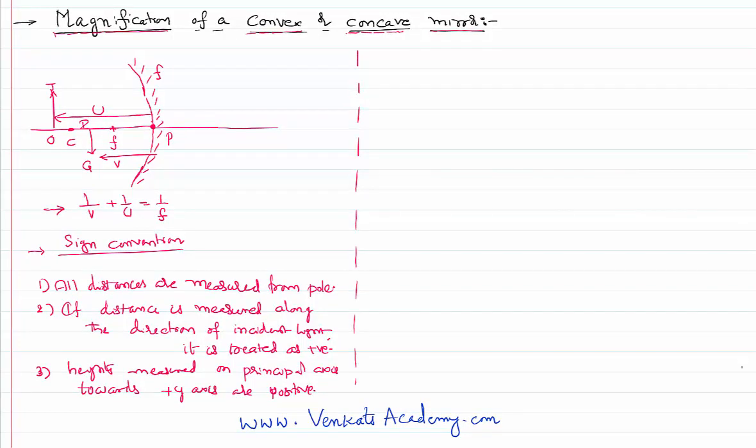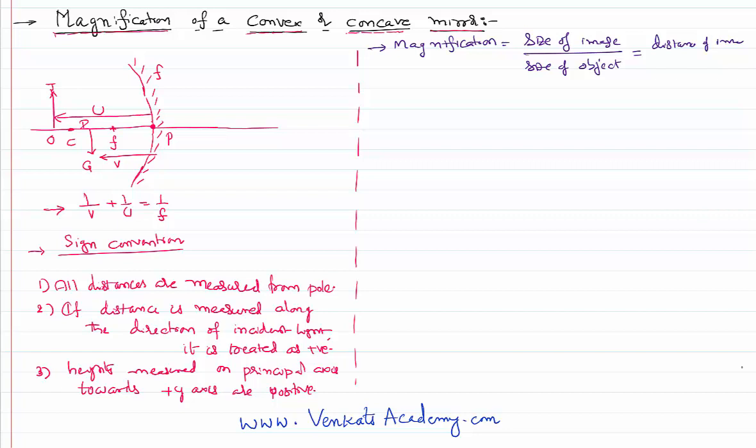Now, let us try to understand what's the meaning of magnification. Magnification is simply the ratio of the size of the image by the size of the object. That means how it is changed. Their sizes all depend on the distances, and they form similar triangles also with the distances. So we can also write it as the distance of the image by the distance of the object, where all these distances are measured from the pole itself.